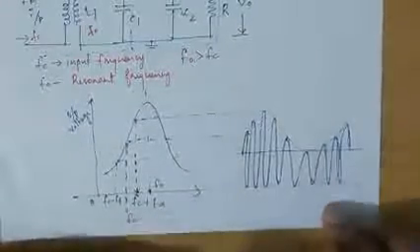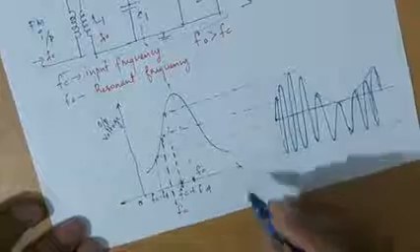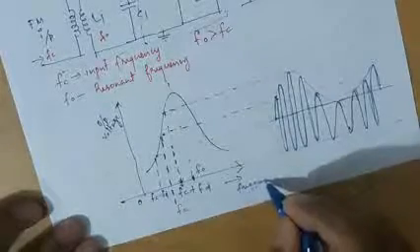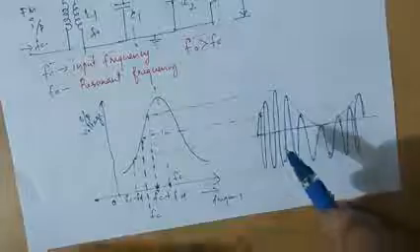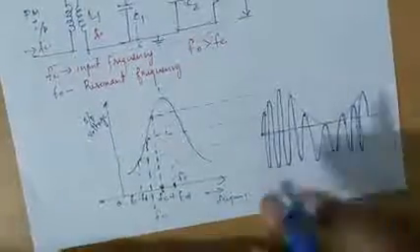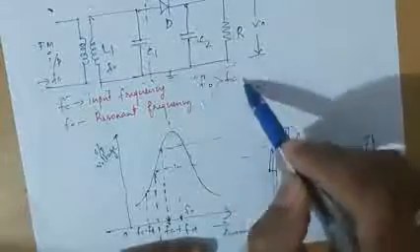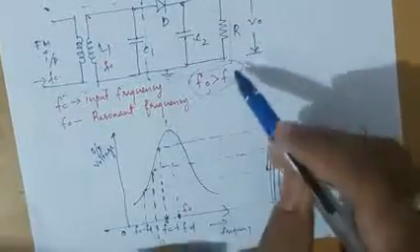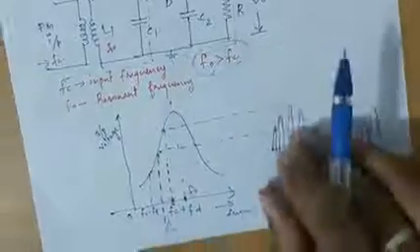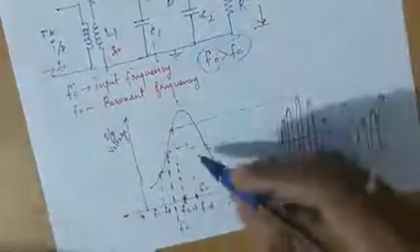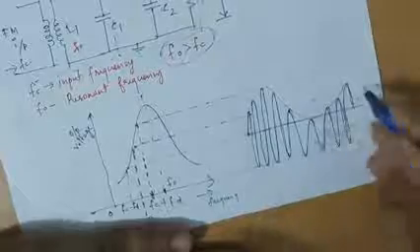Here we have the response curve of a frequency selective network. The x-axis of the response curve represents the frequency and the y-axis is the output voltage. This is the waveform we get as the output of a tuned circuit, that means the frequency selective network. We have already said the resonance frequency of the tuned circuit F0 must be greater than FC, the incoming frequency. Here you see the output voltage corresponding to the frequency deviation.